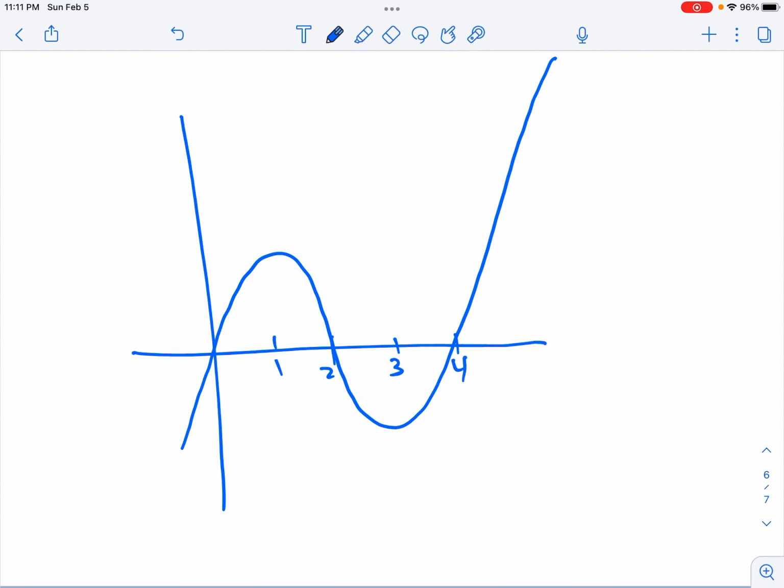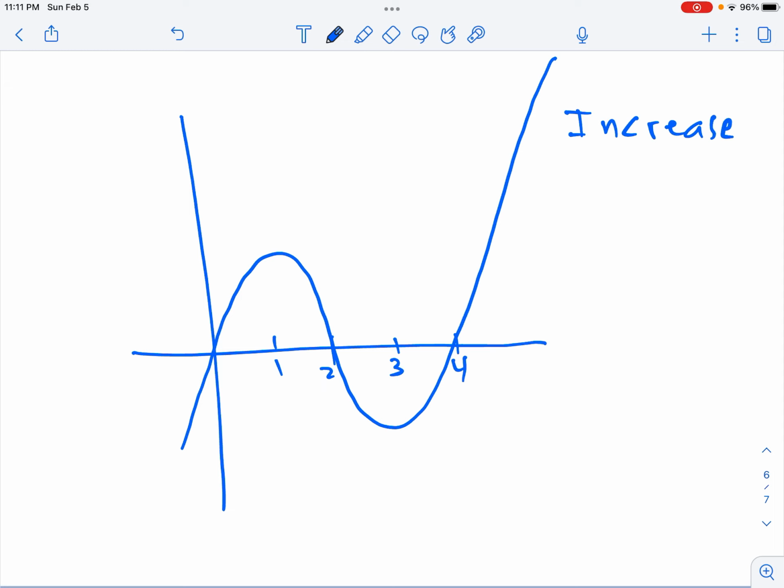Hello there. Okay, so here's the next video for Unit 4. We're talking now about characteristics of a graph. The first one we're going to talk about here are the intervals of increase and intervals of decrease. Okay, so first of all, intervals of increase.